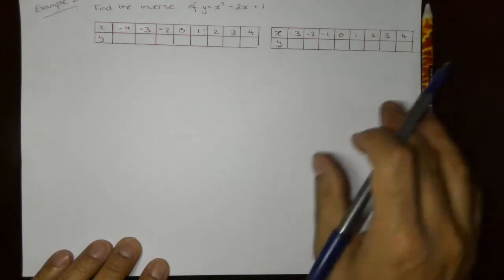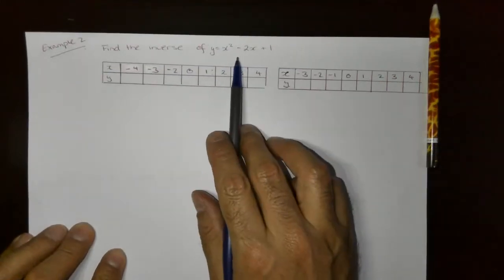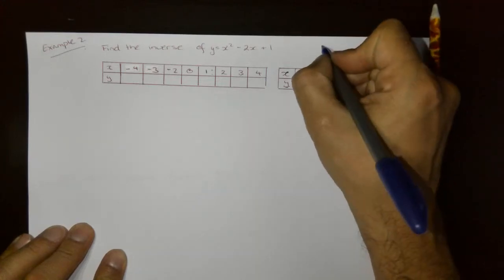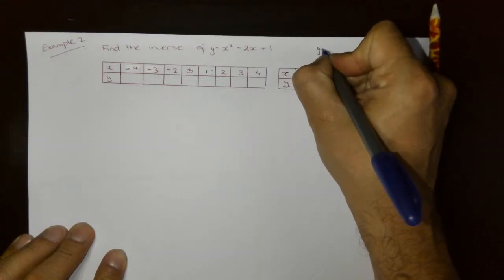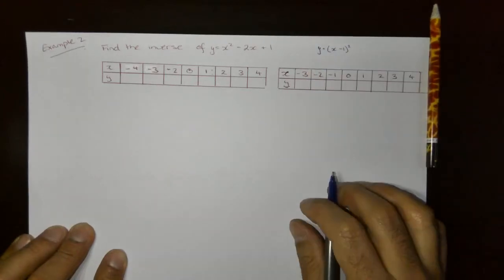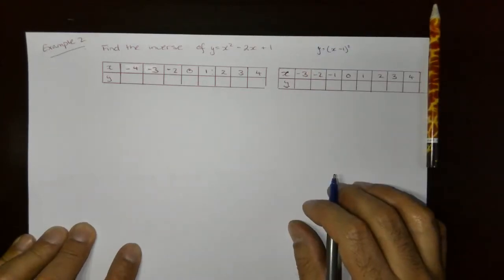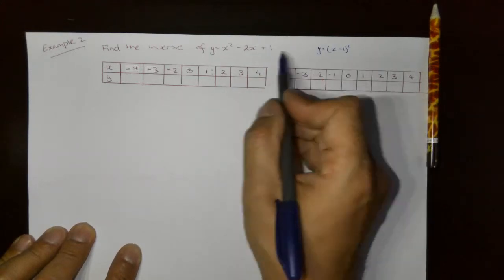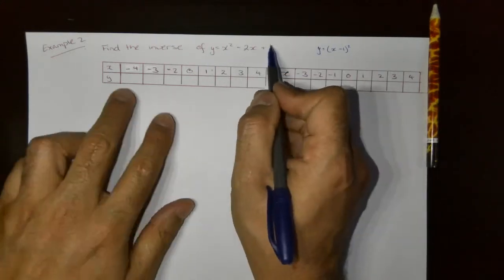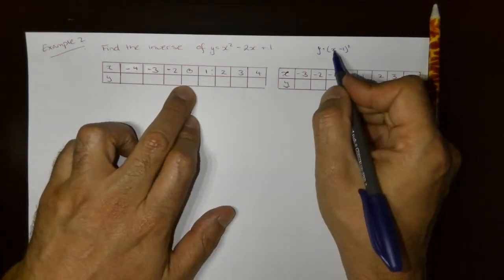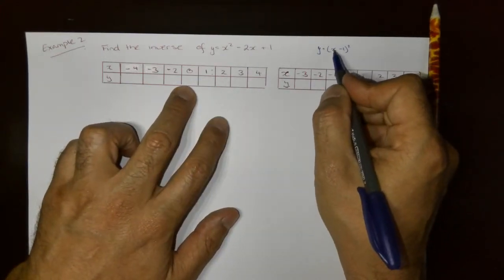Okay, all right. So we're going to find the inverse of y equals x squared minus 2x plus 1. So this is a parabola, which we have as x minus 1 all squared. And before I do that, before I find the inverse, I just want to plug in these values into this equation. So I'll use this factorized form.